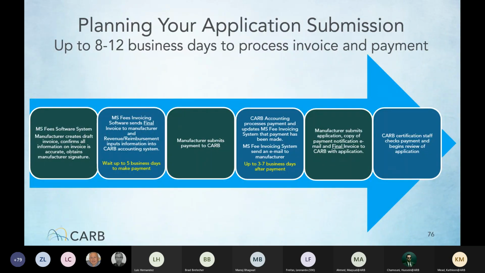The manufacturer, after 5 business days, submits the payment to CARB through the payment options that are listed on the payment site. Once it is paid, our CARB accounting processes the payment and updates the MSV system that the payment has been made. The MSV invoicing system sends you an email confirming that payment. This will happen 3 to 7 business days after you pay. Then the next step is the manager submits the application, a copy of the payment notification, and a copy of the final invoice to CARB within your various programs. And then CARB staff start reviewing.